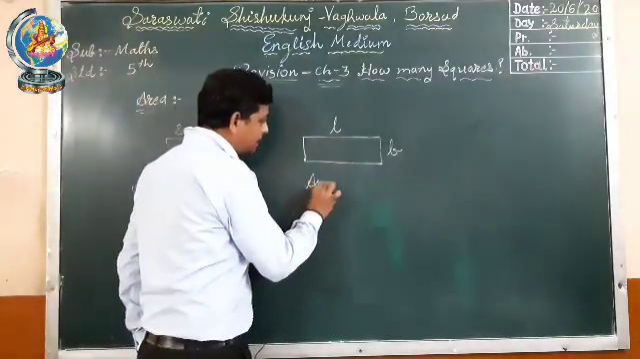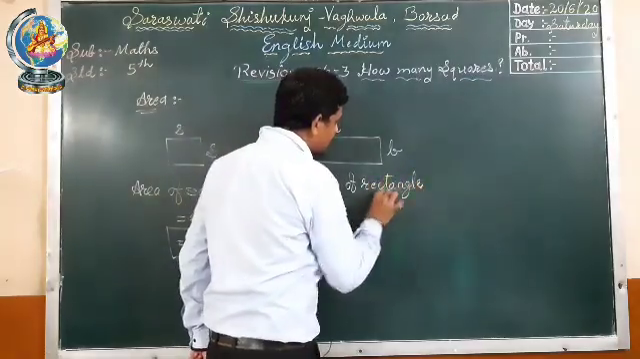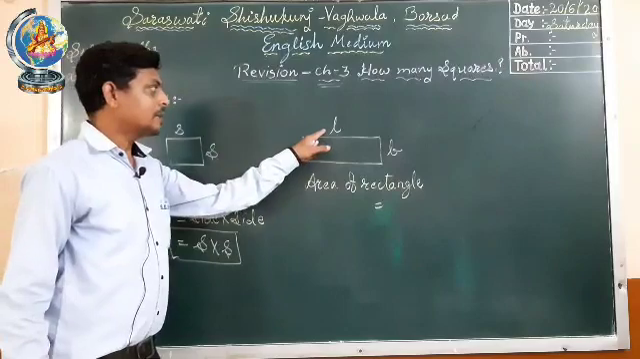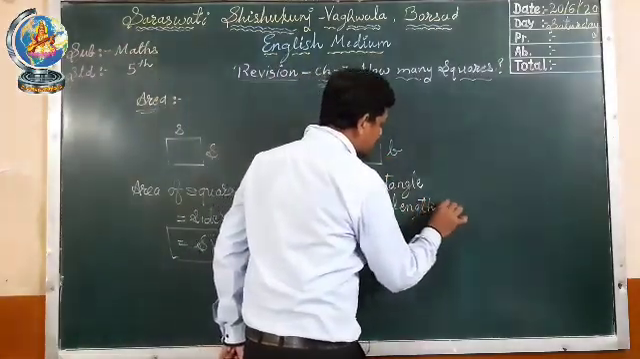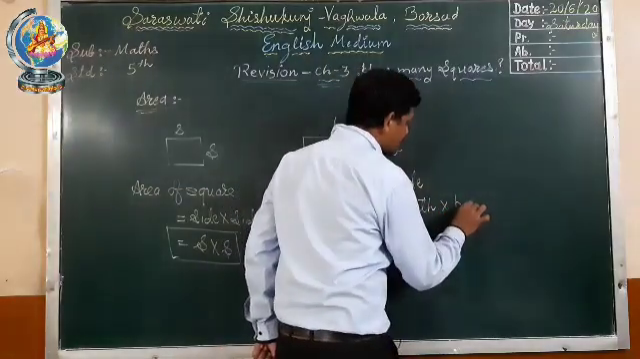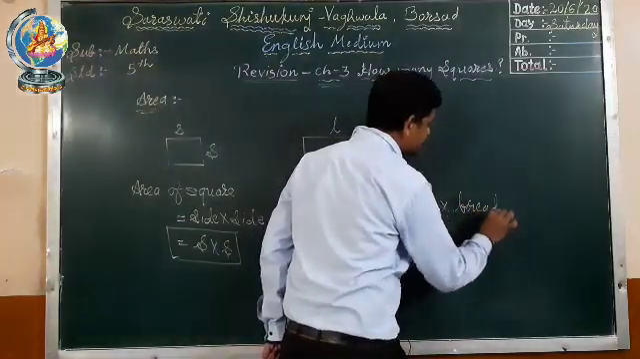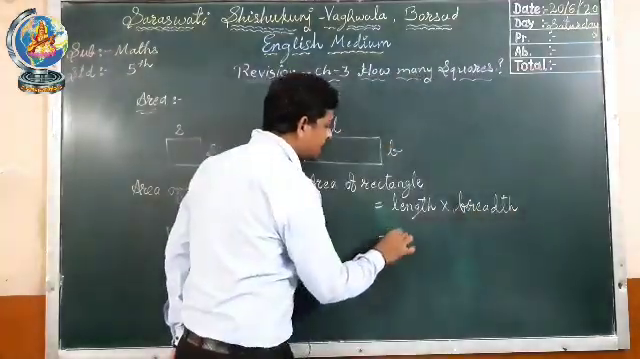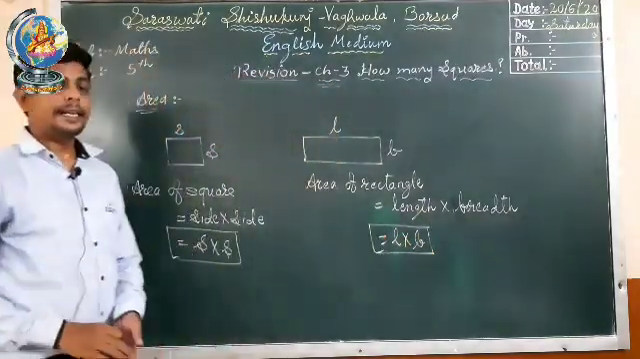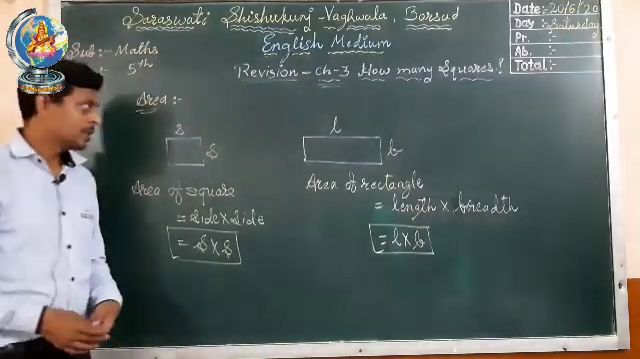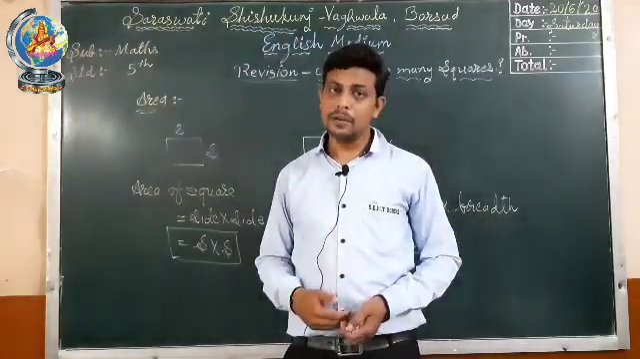Now we will move to rectangle. So area of rectangle is equal to length multiplied by breadth. Length multiplied by breadth, that is nothing but L into B. This is the formula for finding area of rectangle. Now we will solve the revision questions one by one.